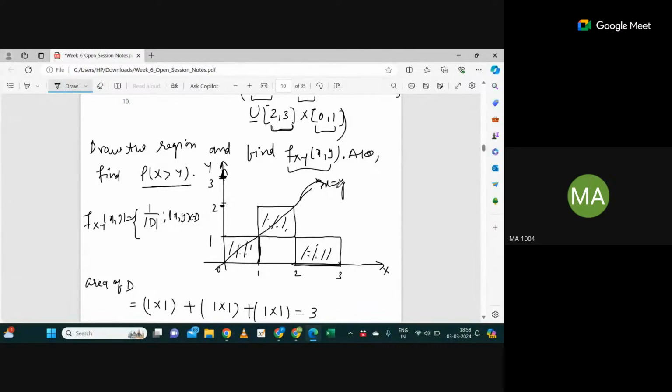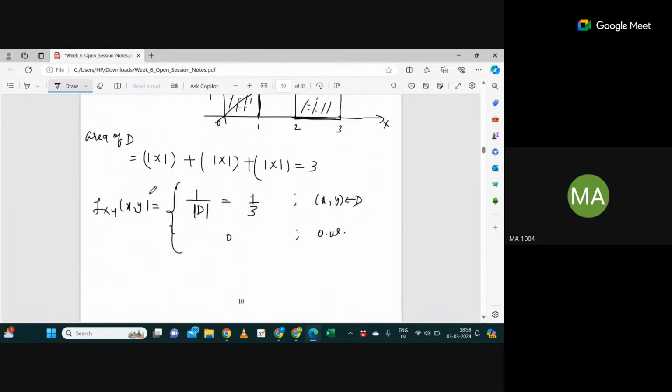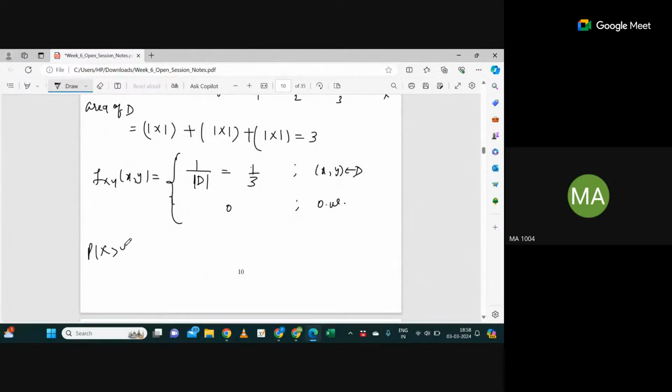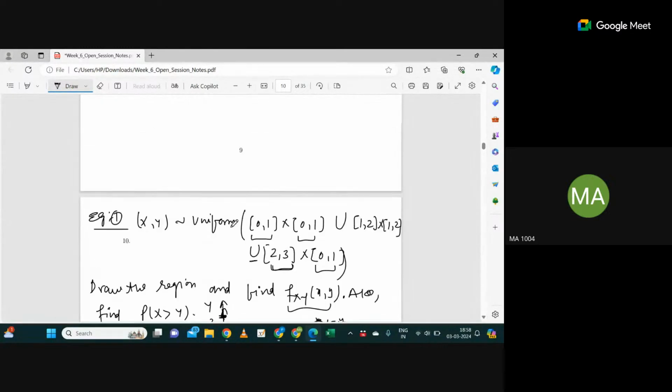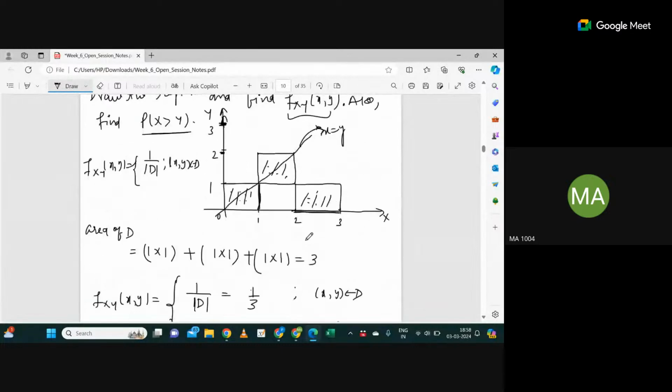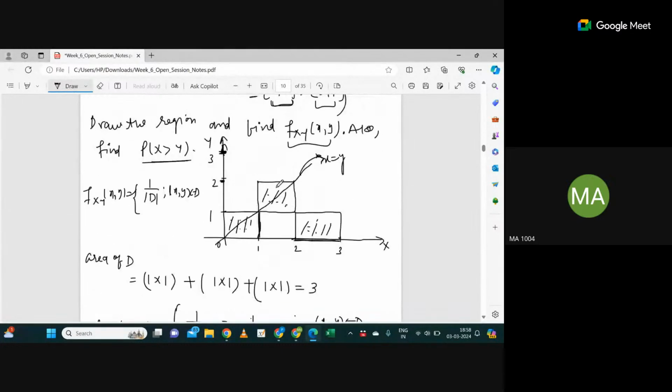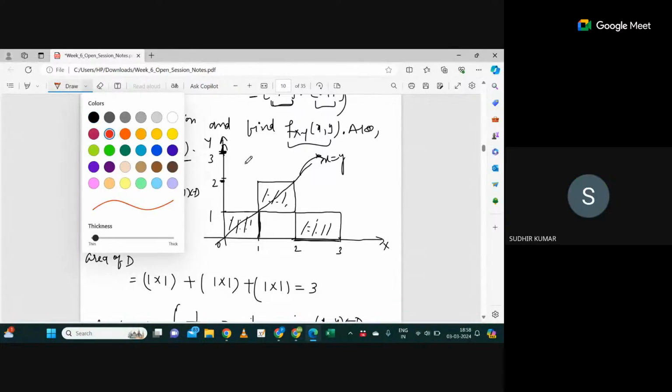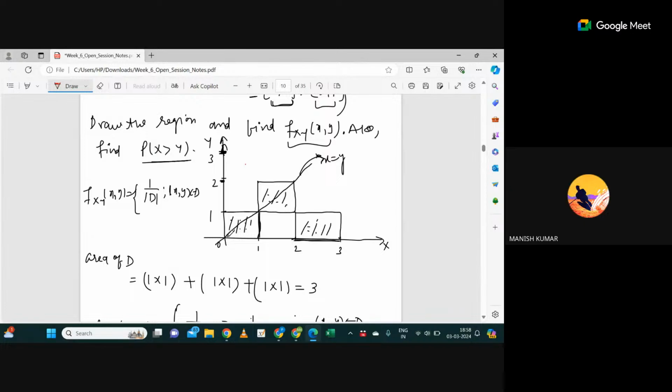Then we have to find the probability that x is greater than y. So we know, for any region A, the probability that (x, y) belongs to A is modulus of A divided by modulus of D, meaning area of A divided by area of D. So we have to find the area of A first. What is A here? X is greater than y. Which region is our interested region? Below the line, right? That means this one, and this one. Yes or no?